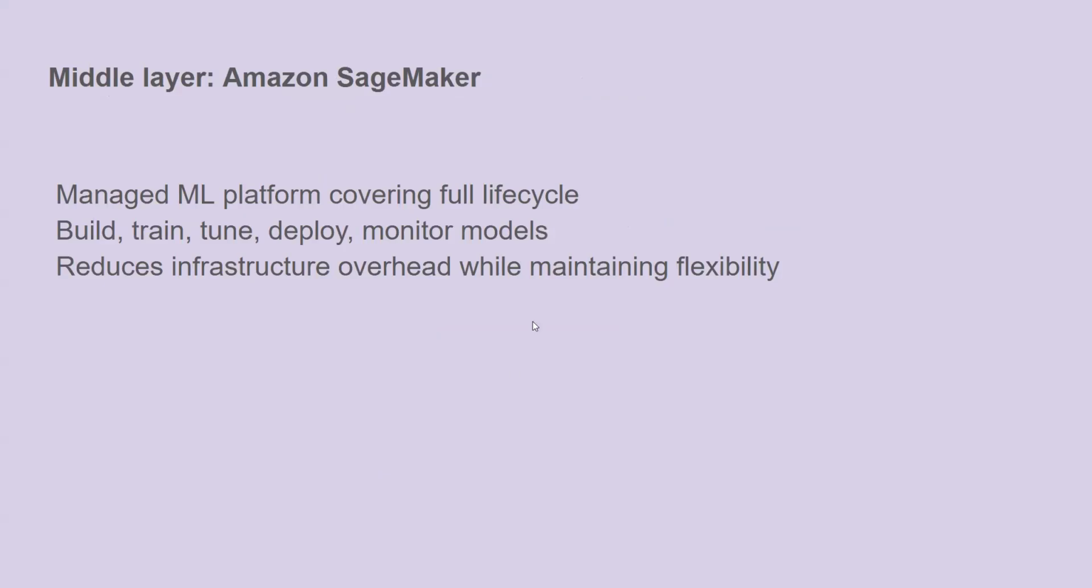Now, as you go to the middle layer, this is where AWS's SageMaker comes in. Now, this is a managed machine learning platform covering the full lifecycle. So again, when it's managed, AWS takes care of the majority of this. So you can build, train, tune, deploy, and monitor models here, and it reduces your infrastructure overhead while maintaining flexibility. So this one you do lose some control. However, it does help you reduce your overhead, and you're still able to maintain some flexibility and be able to build, train, tune, and deploy what you're looking to as far as models go.